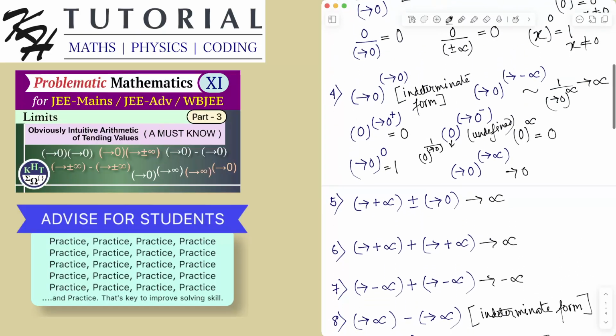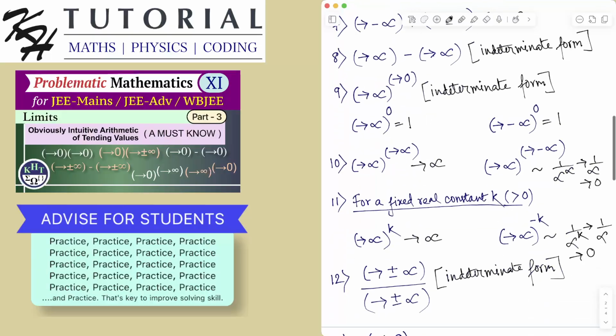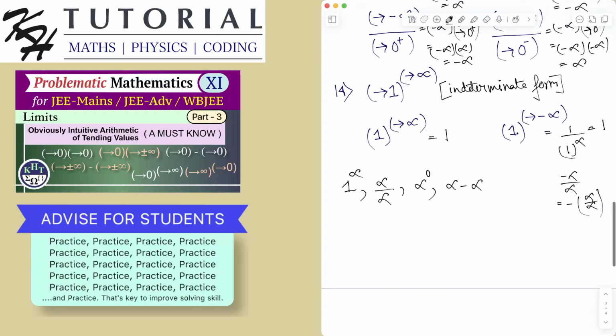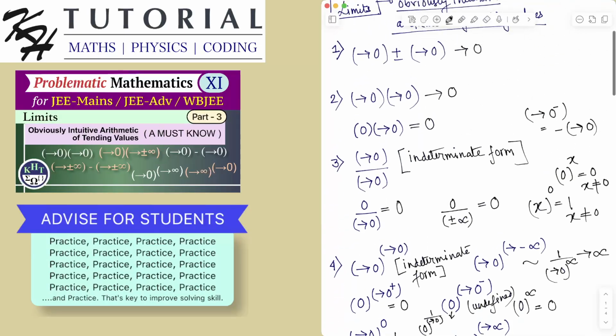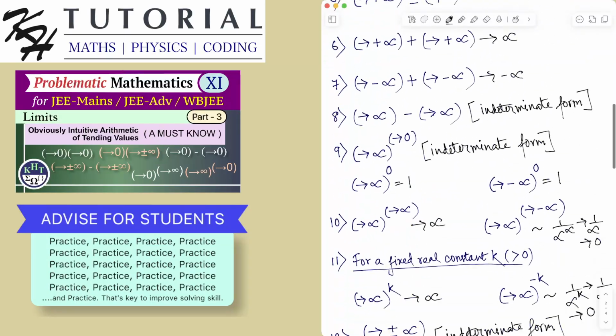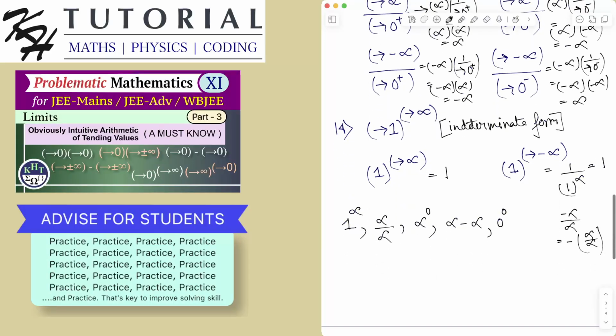So 0 to the power 0 is another indeterminate form. Over here, remember that both the base 0 and the power 0 are tending to 0. They are not exact 0. And I think the last one is 0 by 0. So 0 by 0 means tending to 0 divided by tending to 0. So these are the 7 indeterminate forms which are very, very important to address.